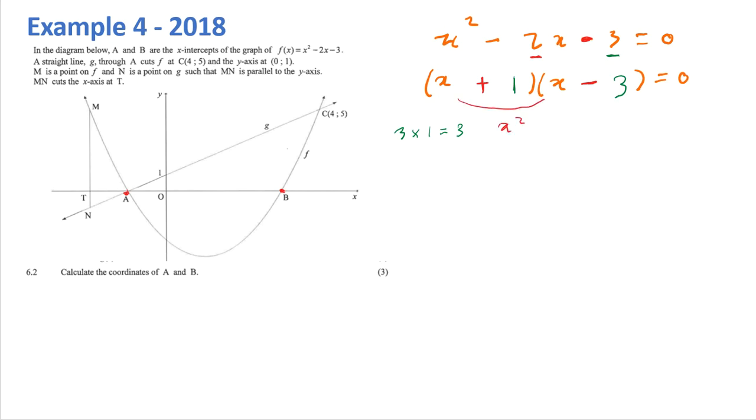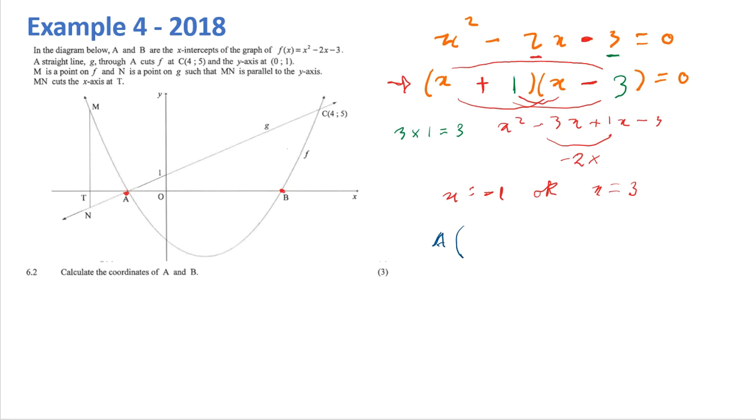X squared minus 3x plus 1x and minus 3. So these two equate to minus 2x. Is that fine? Yes. So there is the factorized equation. Okay. And so x equals minus 1, or x equals 3. Cool. Final step.